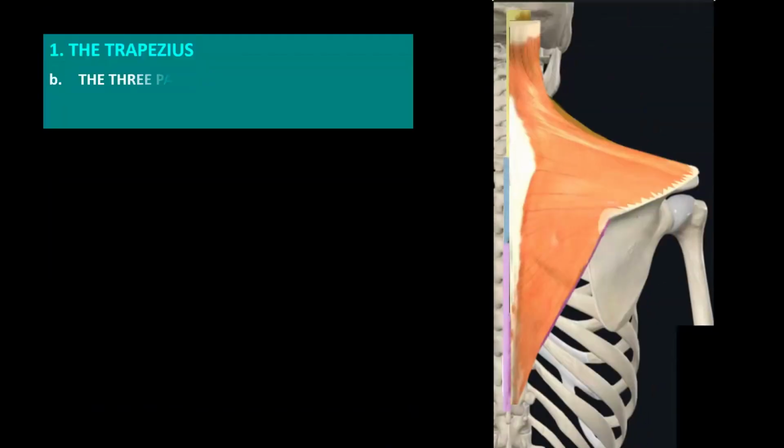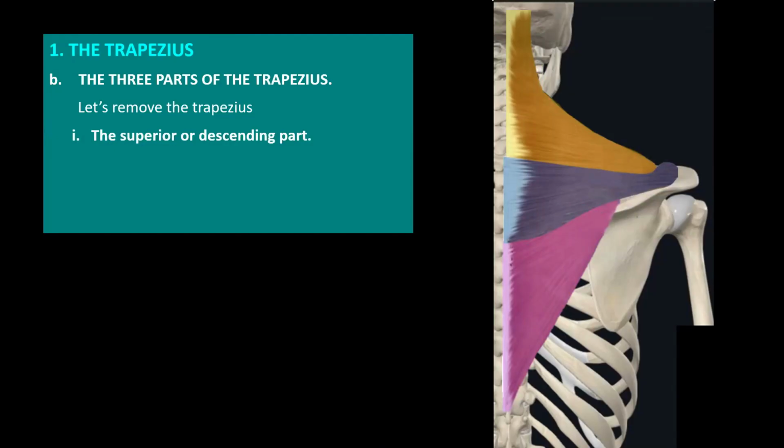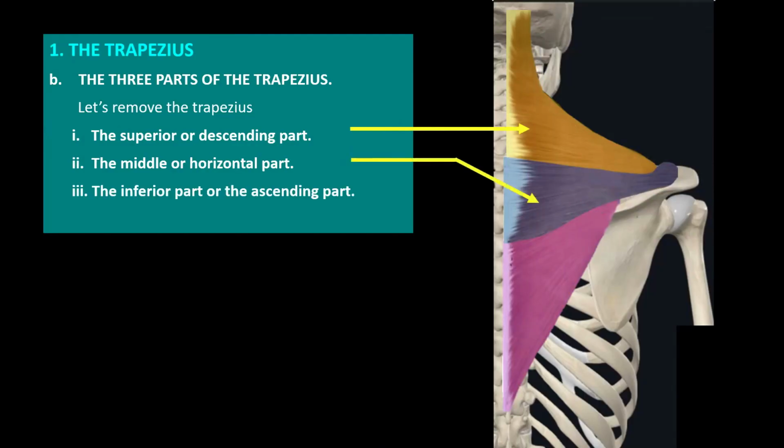The trapezius. B, the three parts of the trapezius. Let's remove the trapezius. 1, the superior or descending part. 2, the middle or horizontal part. 3, the inferior part or the ascending part. Let's work out the actions of each of the parts.